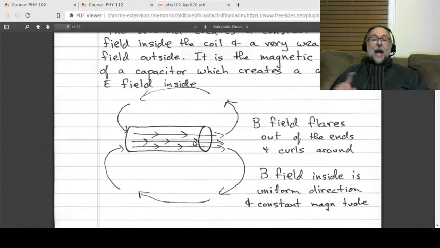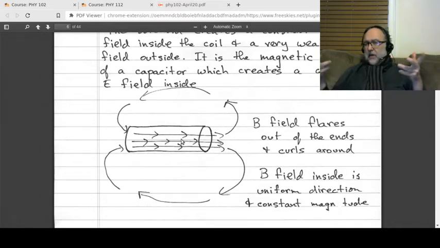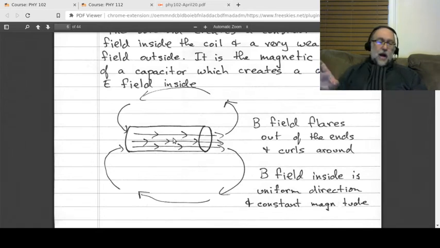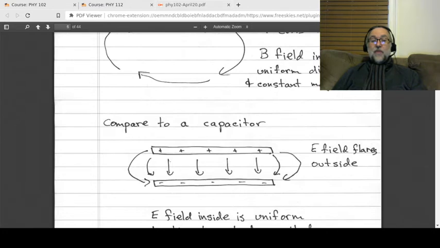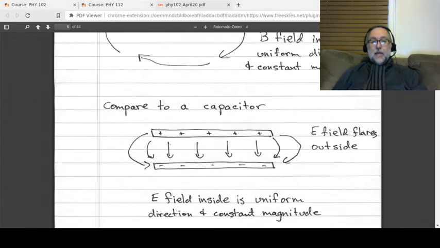All right, inside the solenoid, the B field is uniform. It's not stronger on one end or the other. Only at the mouths does it begin to flare out. So if you're definitely inside the solenoid, the B field is some constant value, and it's always pointing in the same direction. So it's uniform in direction and constant in magnitude. And that's kind of like what we found with the capacitor. In many ways, the solenoid is the magnetic equivalent of a capacitor.